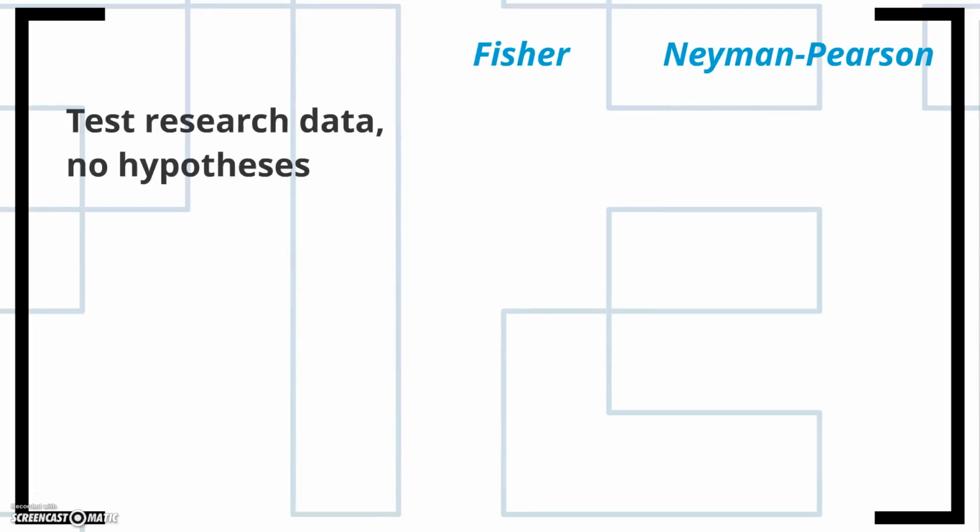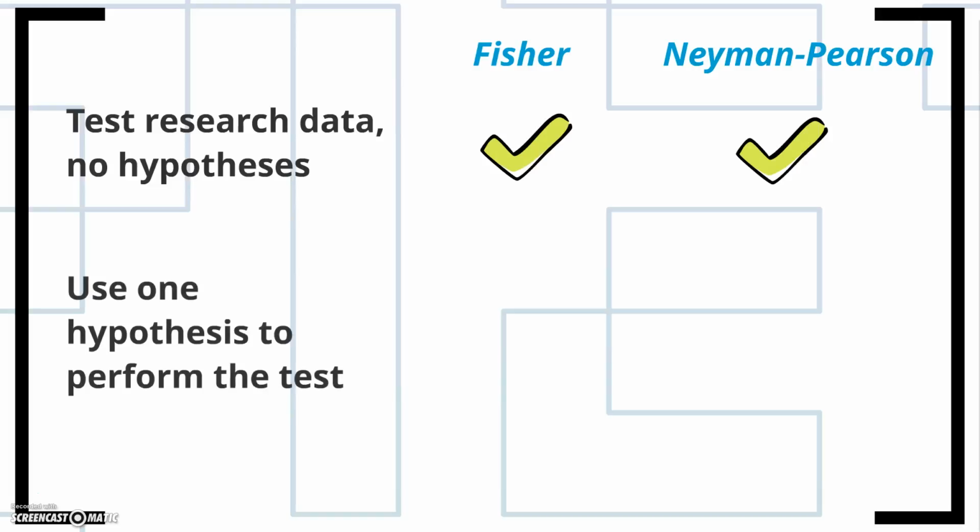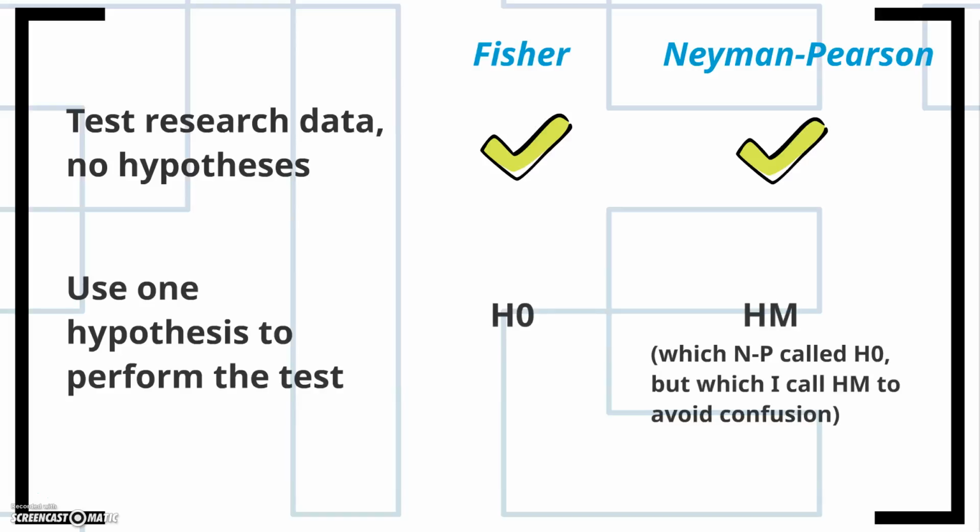So, do both theories test research data rather than hypotheses? Yes, this is the case for Fisher and for Neyman-Pearson, so check and check. Do they use one hypothesis to perform the test? So we know that Fisher uses the null hypothesis, while Neyman-Pearson uses the main hypothesis. Actually, Neyman-Pearson even call it the null hypothesis, having inherited this concept from Fisher, but I call it the main hypothesis in order to prevent further confusion. So check and check.